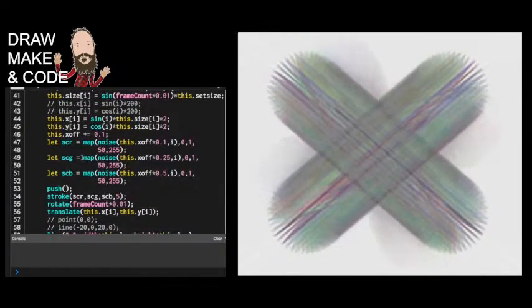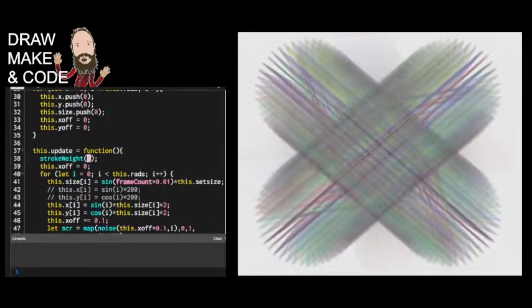So that's some really interesting output. There's these lobes here that we can see. Let's take the stroke weight down and see what happens. Let's just take it down to 1.